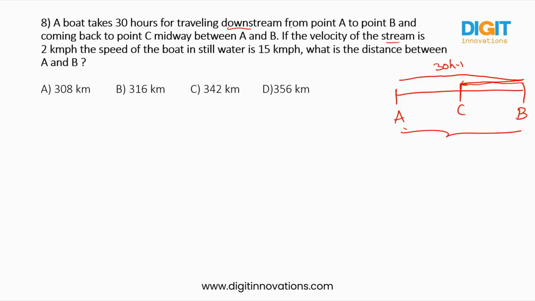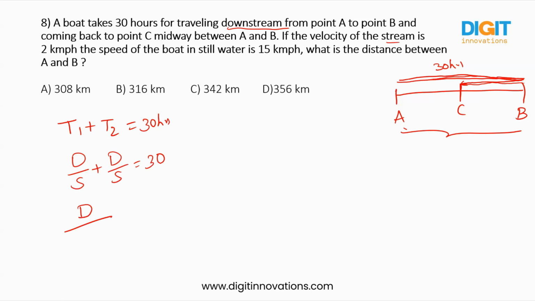So downstream, they already mentioned it is downstream, so we can easily solve. The time taken to go from A to B I'll take as T1, and from B to C as T2, total 30 hours. So time formula, distance by speed. Distance I'll take as D only. Let us take the total distance is D. In this total, it traveled back half, so this distance would be D by 2.